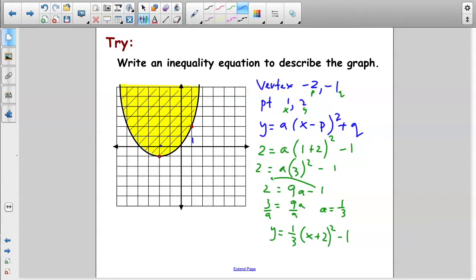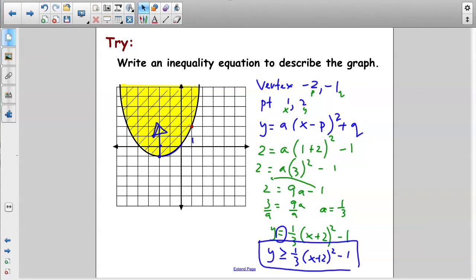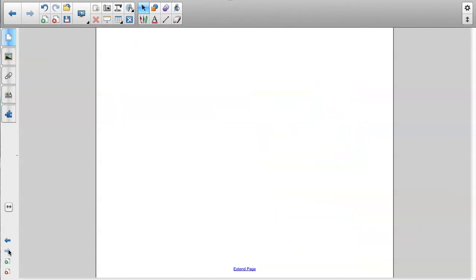Now we know this equals sign is going to get taken out. What are we going to put in? Well, we stand at the vertex, and we're going upwards, so it's greater than. And it's got a solid line, so it's got to be equal. So we have our answer. All right. And that's the end.